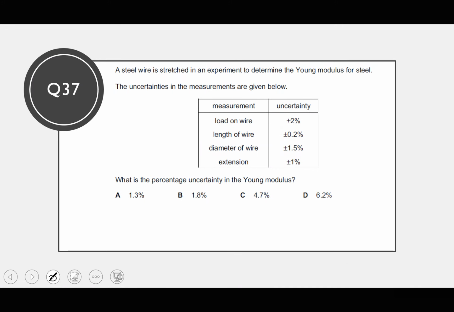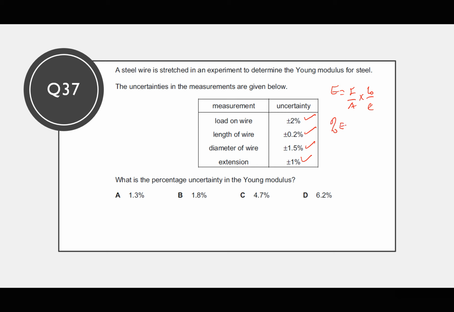A steel wire is stretched in an experiment to determine the Young modulus. What is the percentage uncertainty in Young modulus? So they have given us the load of the wire, they have given us the length, the diameter and the extension. So Young modulus is force over area times original length over extension, that is stress over strain. So we want percentage uncertainty in E.